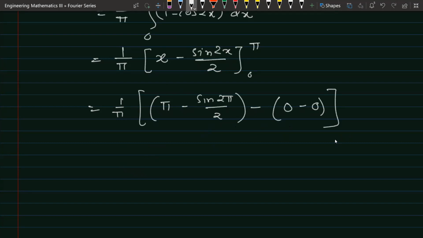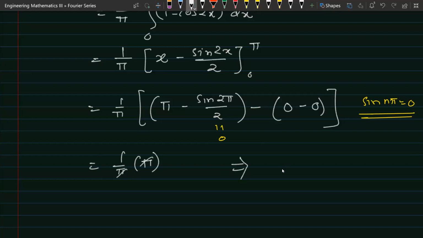And now, as we have seen, sine n pi is 0 for all n. So this term automatically becomes 0. So this is nothing but 1 upon pi into only pi. That pi gets cancelled. And finally, what do I get? A naught is equal to 1. Is it right? Yes, sir. A naught is 1. So we now have the first Fourier constant.